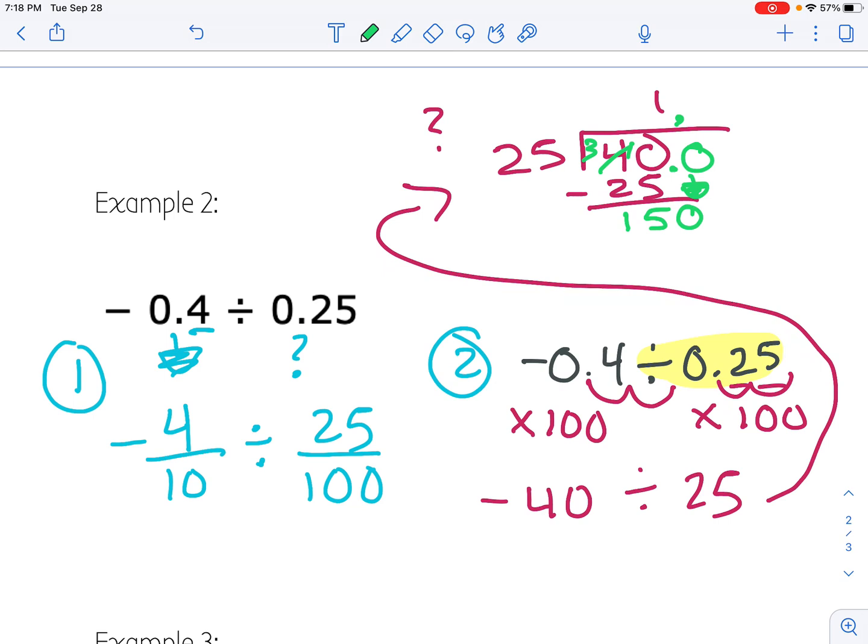And now I have, how many times can 25 go into 150? Which is 6 times. 25 times 6 is actually 150. So my answer here is 1.6, but I'm dividing a negative and a positive. So is my answer going to be negative or positive? It's going to be negative. So negative 1.6.